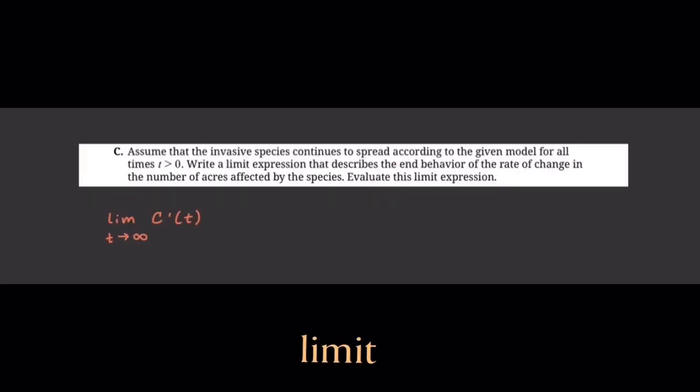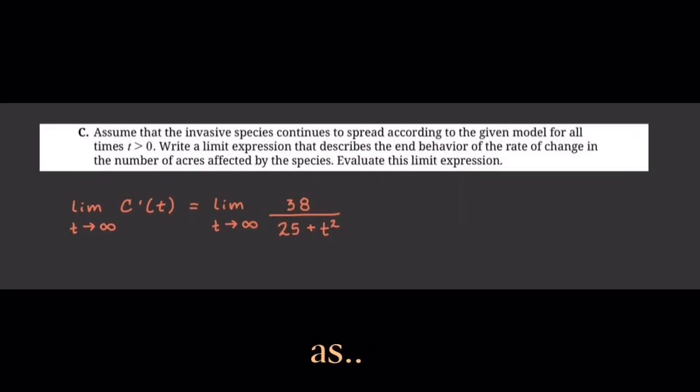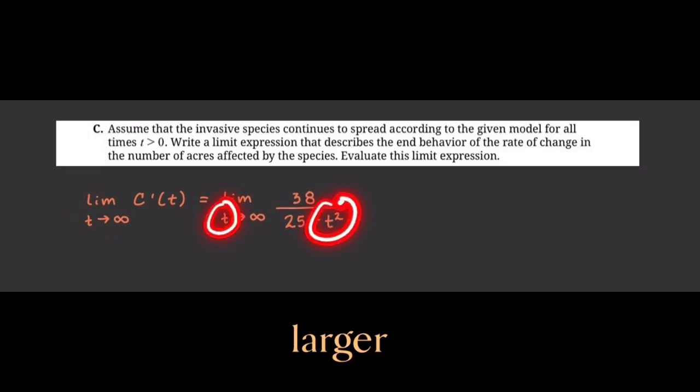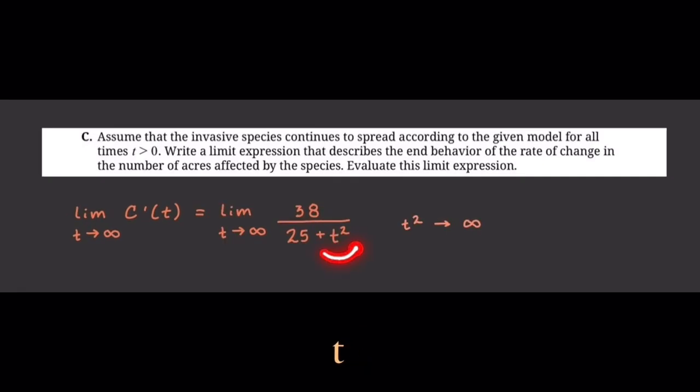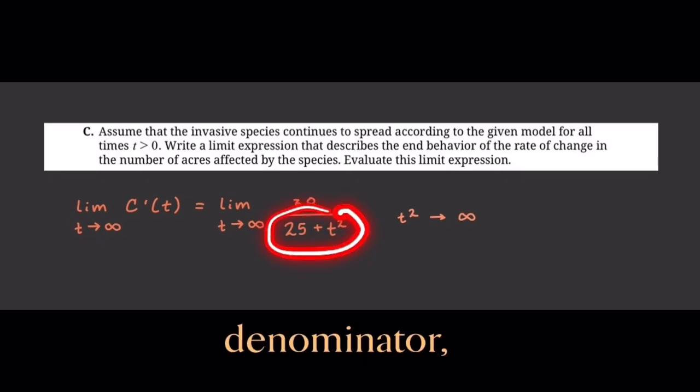So we write the limit of c prime of t as the limit of 38 over 25 plus t squared as t goes to infinity. Now let's evaluate. As t gets larger and larger, t squared also gets larger and larger. In fact, t squared grows without bound, meaning it goes to infinity.